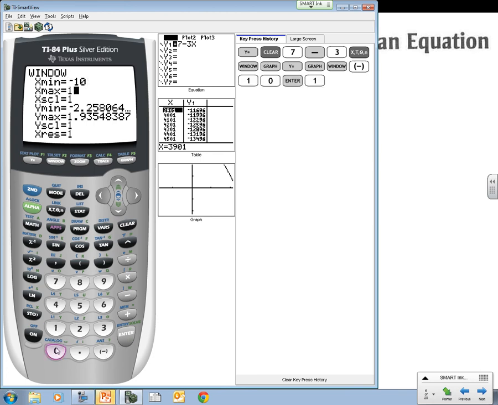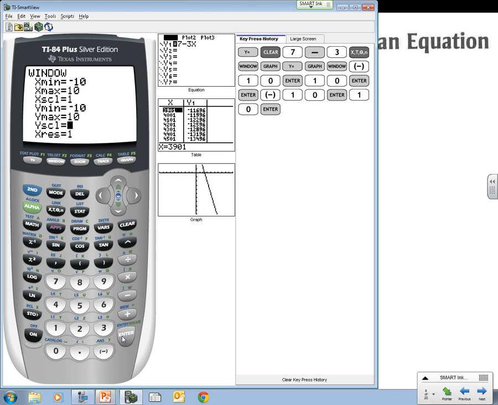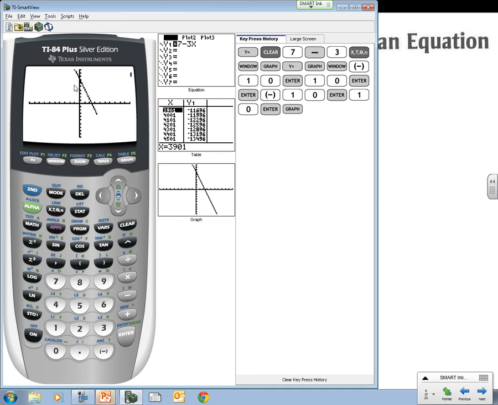Alright, always a good place to start. We can adjust from there. Negative 10 to 10 for x, and negative 10 to 10 for your y values. And now if we go back in here and graph, everything does show up nice and neat.